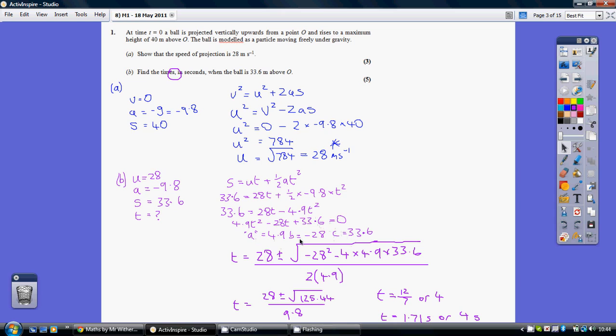I've just done this to tie in with the formula format that you'll be familiar with from GCSE of minus b plus or minus the square root of b squared minus 4ac all over 2a. Anyway, substituting these three values in, we get this, which simplifies to this, giving us the two values for t of 1.71 seconds or 4 seconds.